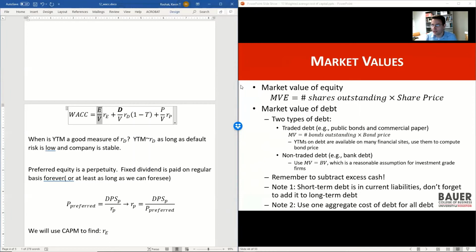That's nothing too novel. We do the same thing with debt. What's the market value of bonds? Well, you know what the price of a given bond is, and you know how many bonds there are. So you multiply these two things together to get the total value of all the bonds.